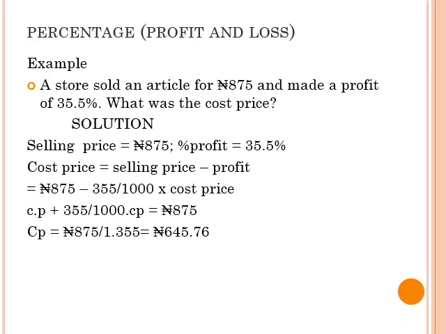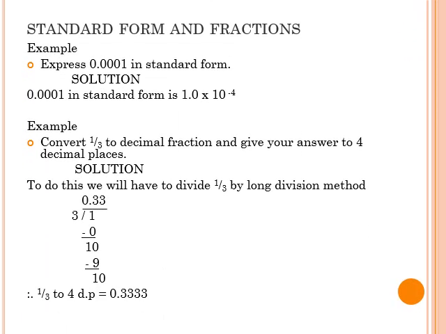we'll have this. The cost price is equal to 875 naira all over 1.355, which is equal to 645.76 naira. This was the cost price. That was the amount at which the store bought the article and made the profit. Good. We move on to the next slide.